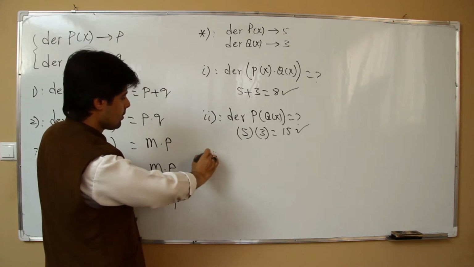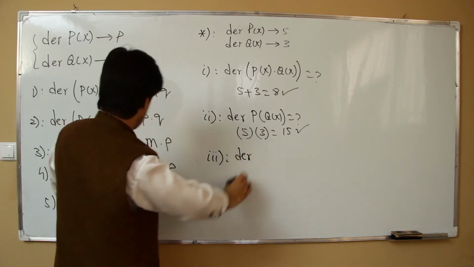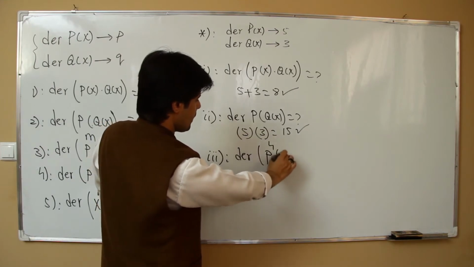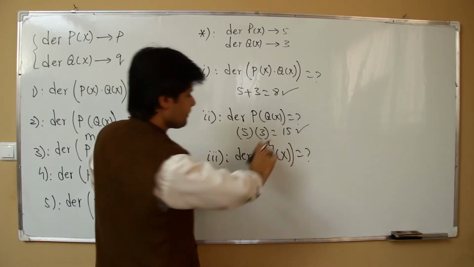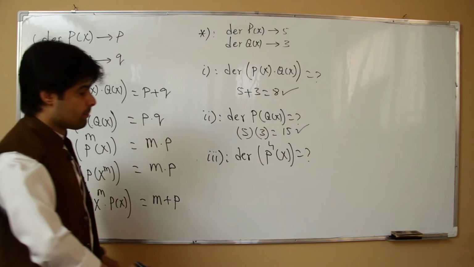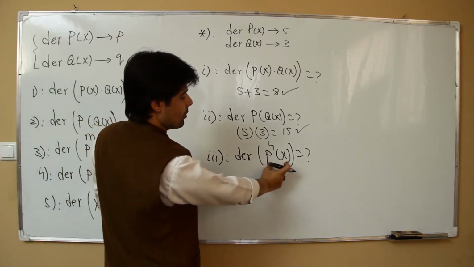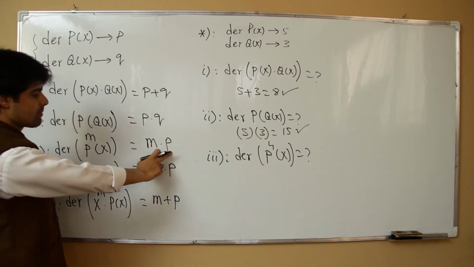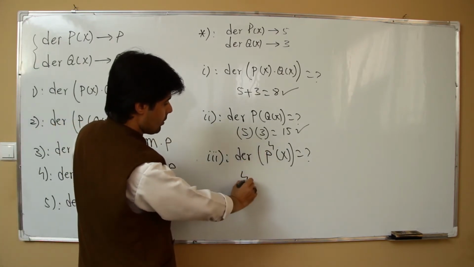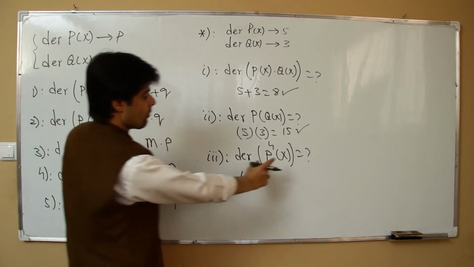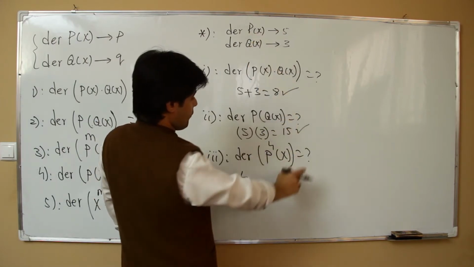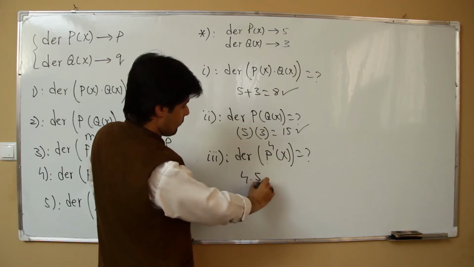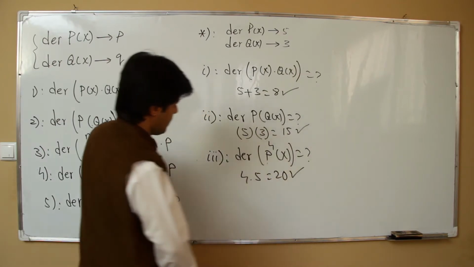Number 3, if I ask you what's the degree of [p(x)]^4, it means if you raise the polynomial p(x) to the power 4, the answer would be m times p. What's m? 4. What's p? The degree of the polynomial. Which polynomial, p or q? It's p. Then 5. 4 times 5, it's 20.